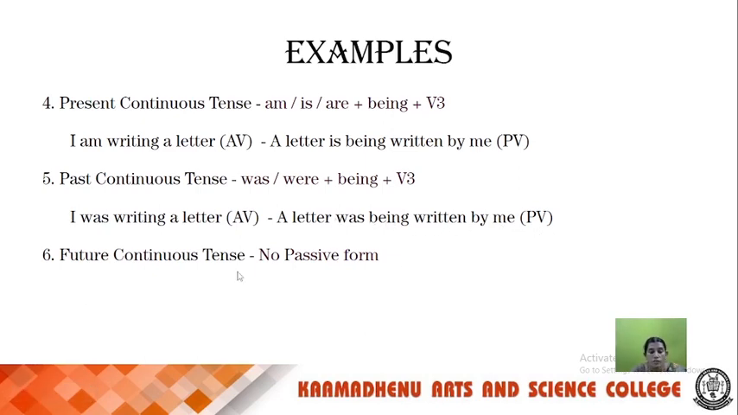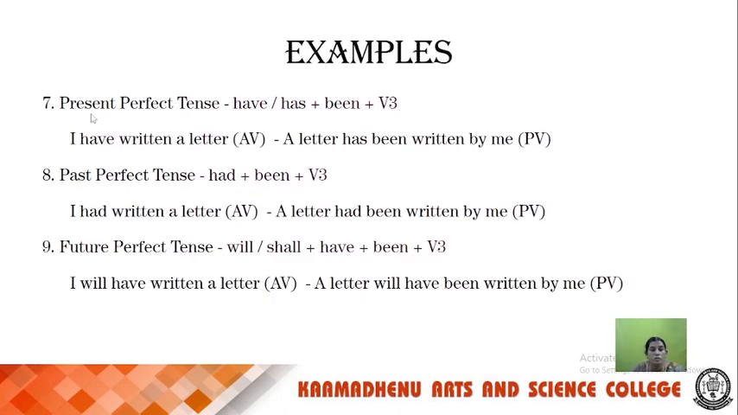Then future continuous tense. Already I told in the rules, that is 4 tenses do not have passive form. First one is future continuous tense does not have passive form. Then 7th one is present perfect tense. In that, pattern is have or has plus been plus V3 form. I have written a letter. A letter becomes first, then has, then been written by me in passive form. Then past perfect tense, had plus been plus V3. I had written a letter. That is, a letter had been written by me.